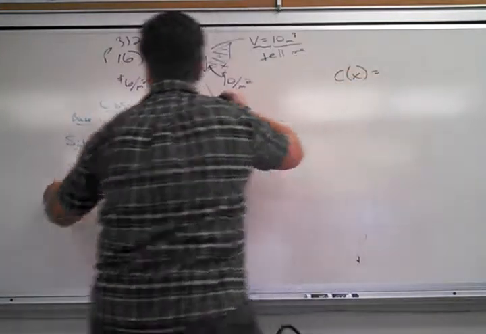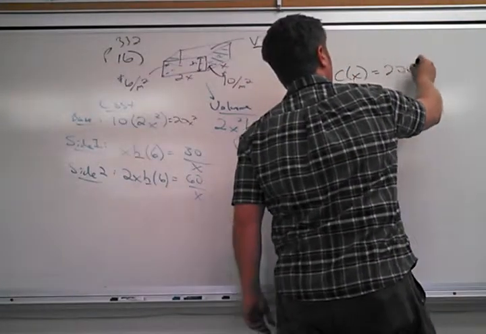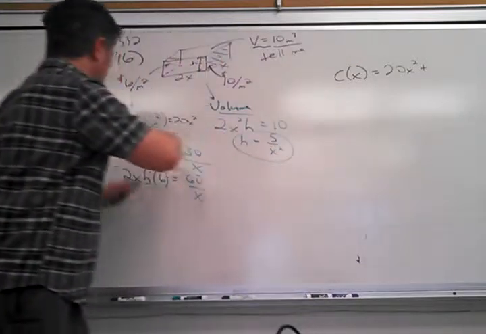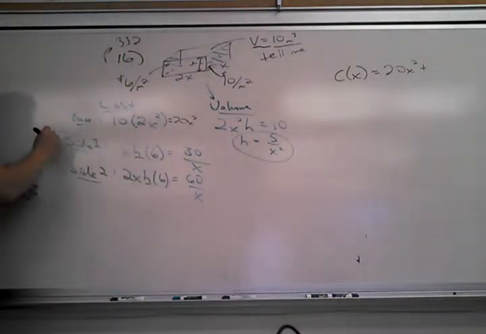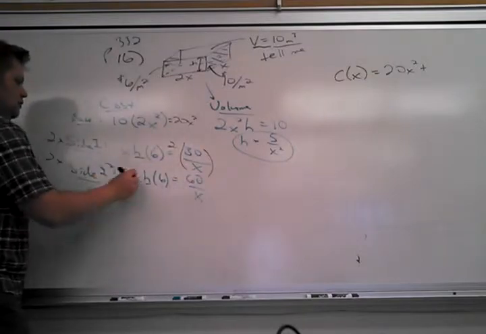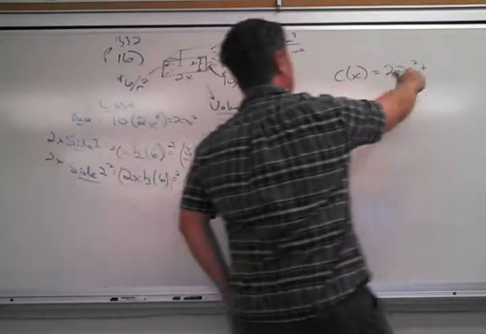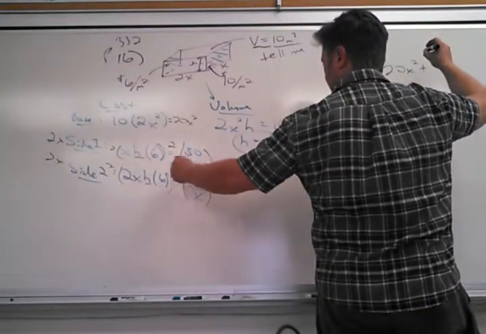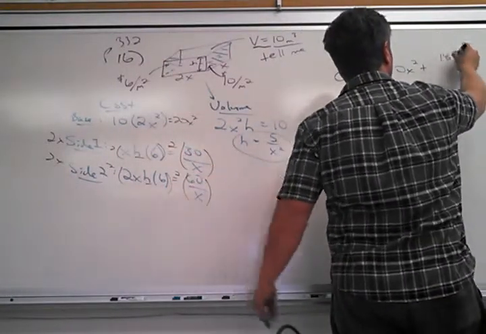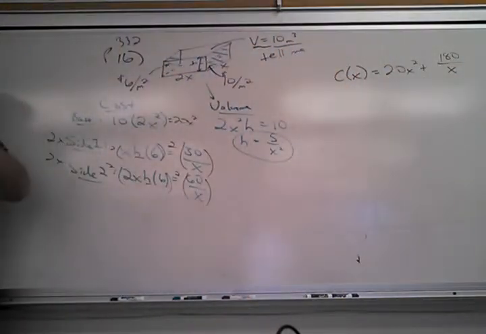It'll be the base plus double the sum of the sides. So 20x squared plus, for each one of these, it's double it. I've got two sides, so it'll be twice this. So it'll be 20x squared plus 60 plus 120, so plus 180 over x. Is that cool?